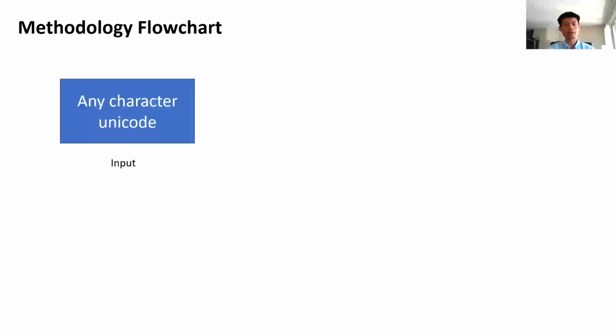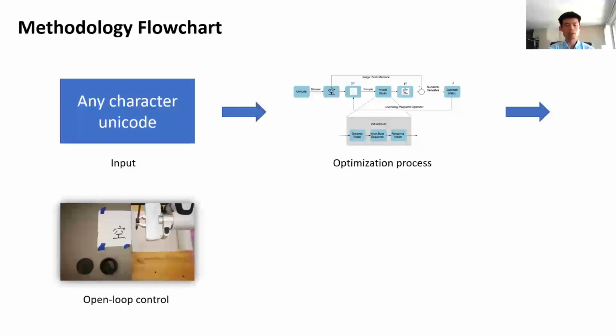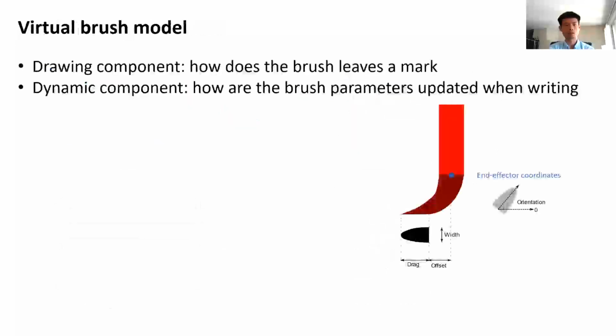Here is the methodology flowchart. The input could be any character Unicode, and then our optimization program will take it and find some optimal trajectory corresponding to it. The robot will take these trajectories and execute them with the writing brushes, and finally we will get the written results. The optimization process mainly has two components, the virtual brush model and the trajectory optimization part. We will look at the model first.